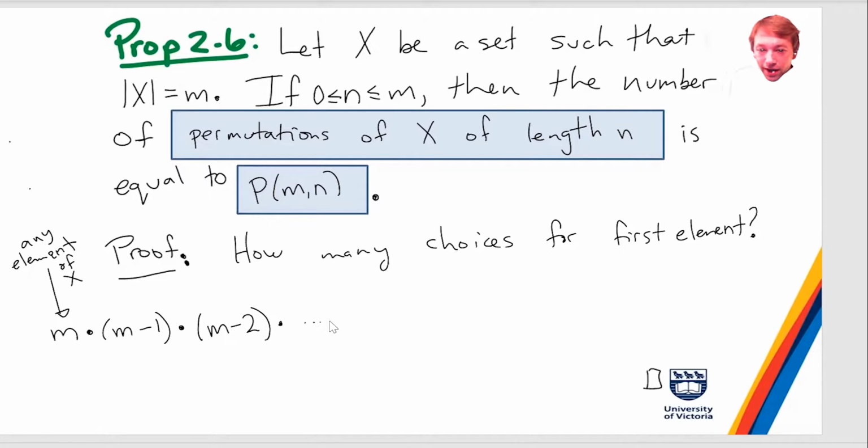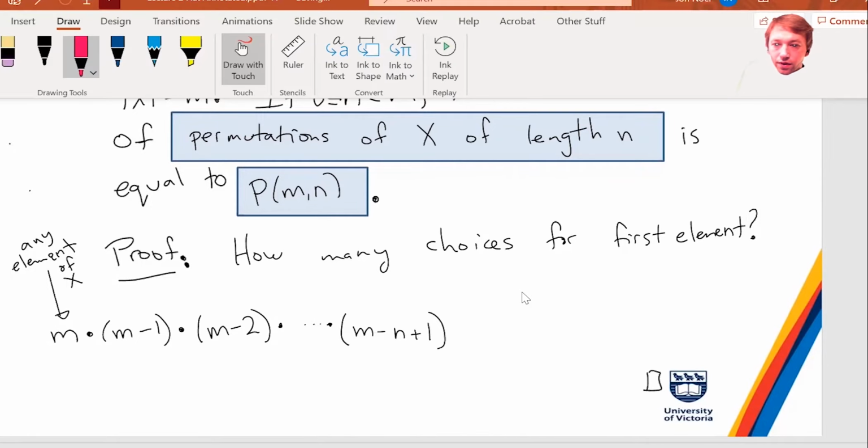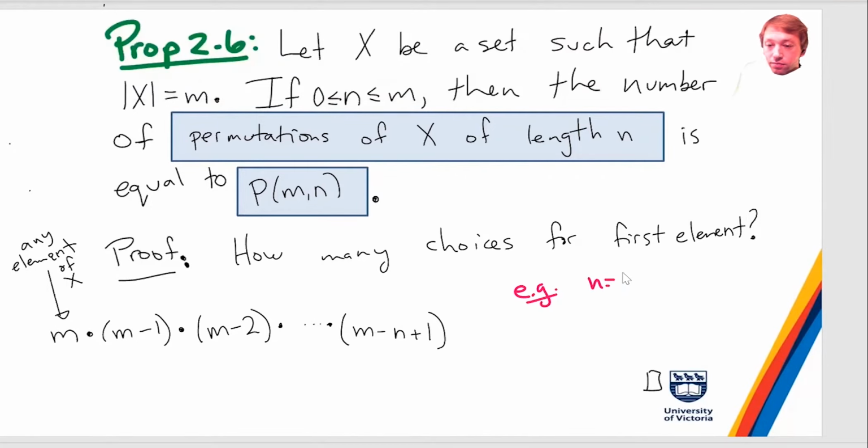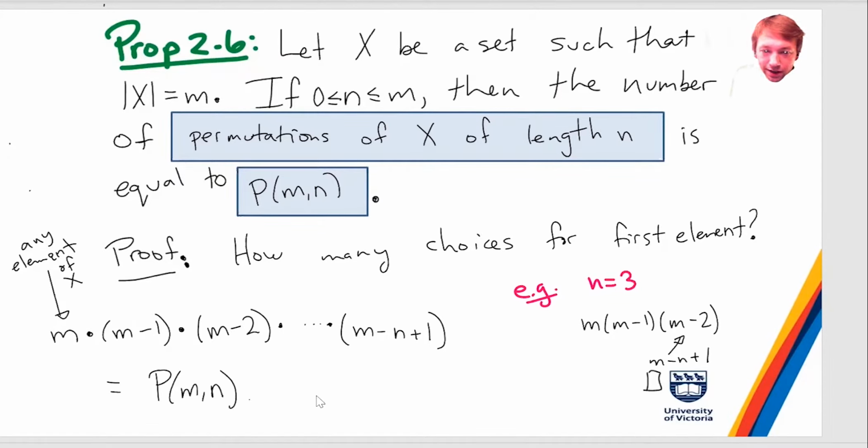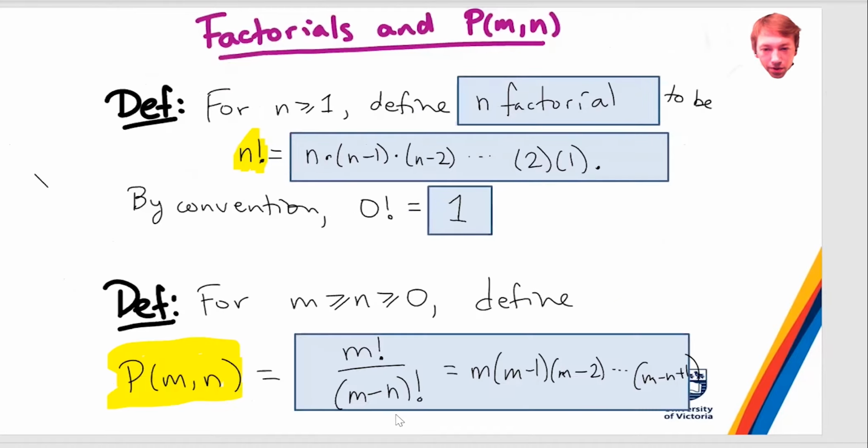And this goes all the way down, and you have to think a little bit to figure out where it stops. But where it stops is m minus n plus 1, right? If you think about, for example, small values of n, this will be clear. E.g., let's say n equals 3, right? What you get is m, m minus 1, m minus 2, and m minus 2 in this case is m minus n plus 1. Okay, so this is the right place for it to stop. And that is, if we look back at the previous slide, what P(m,n) is. So P(m,n) is m factorial over m minus n factorial, which is this expression.